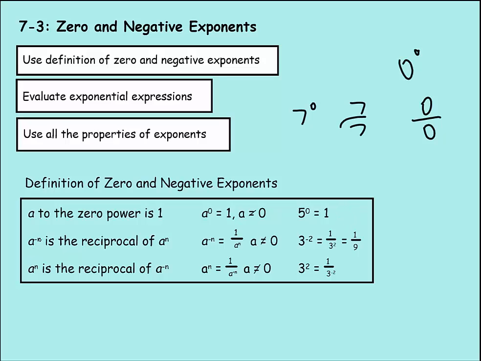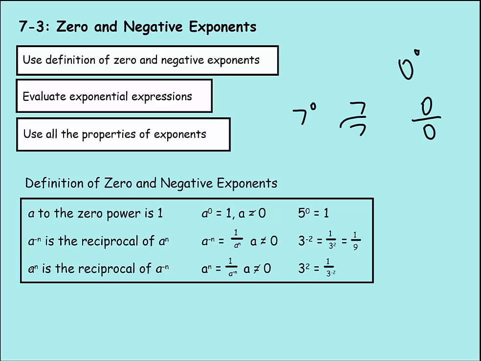Any number to a negative power is the reciprocal of any number to that same power. So for example here, we have any number a to the negative n equals 1 over a to the positive n, as long as a doesn't equal 0 again, because remember, you can't divide by 0. So for example, if we have 3 to the negative second power, notice how we changed that into 1 over 3 to the positive second power. Then 1 over 3 to the second power would be 1 over 3 times 3, which equals 1 over 9.